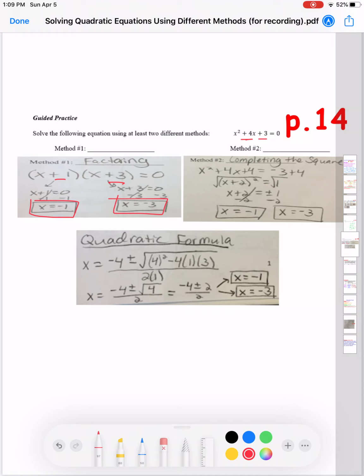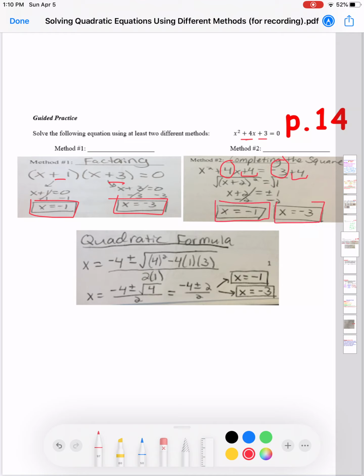If you did completing the square, you would have started by moving that 3 over to the other side by subtracting. You would have taken your b term, half of 4 is 2, 2 squared is 4, so half square share, you would add that to both sides. You would have factored the left side and simplified the right side. Take the square root of both sides, subtract 2: 1 minus 2 gives you -1. -1 minus 2 gives you -3.